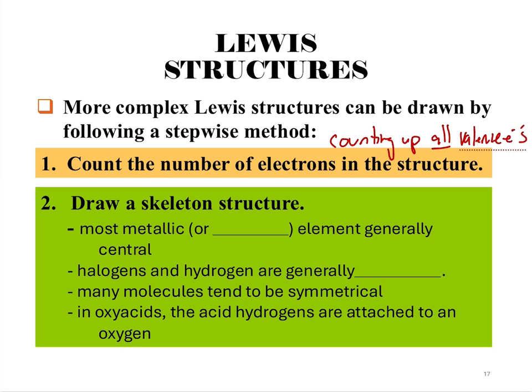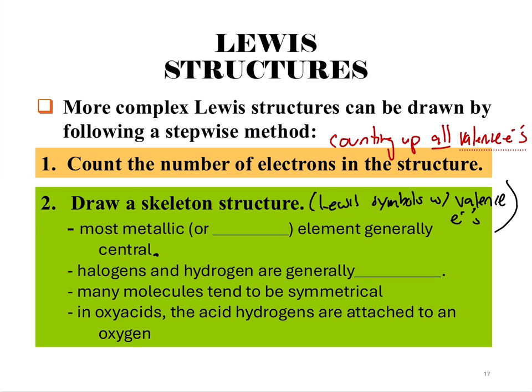Similarly to when we were naming things, where we put the most metallic element first, in a Lewis structure we're going to draw a skeleton structure, which means we're just going to draw each Lewis symbol with the valence electrons. That's what our skeleton structure is going to be. And we're going to put the most metallic element in the center. That's the general trend: usually the most metallic element is going to be in the center.